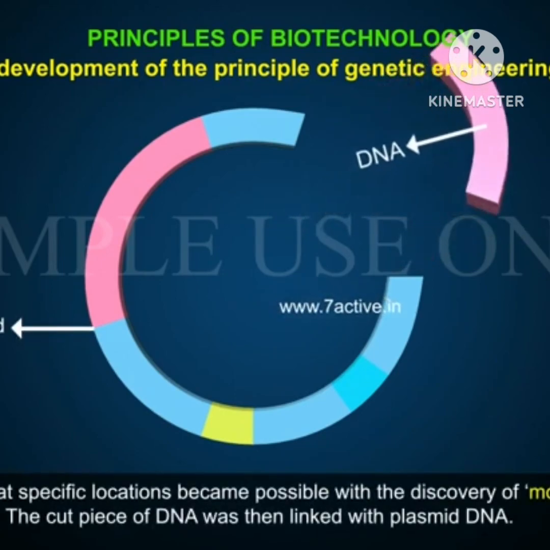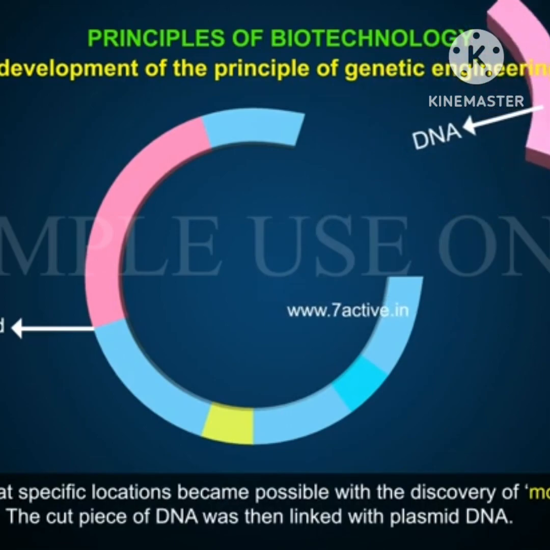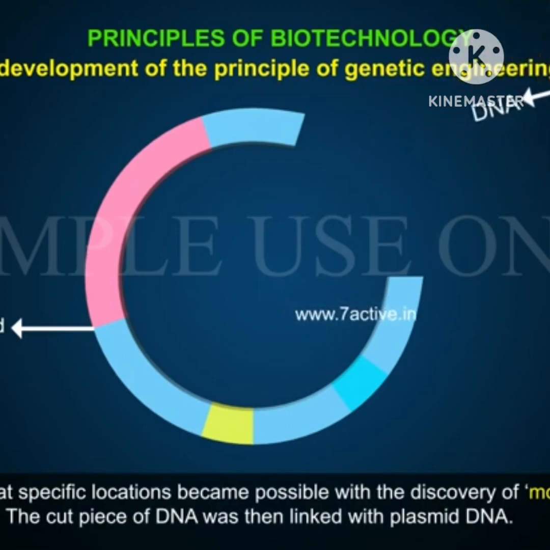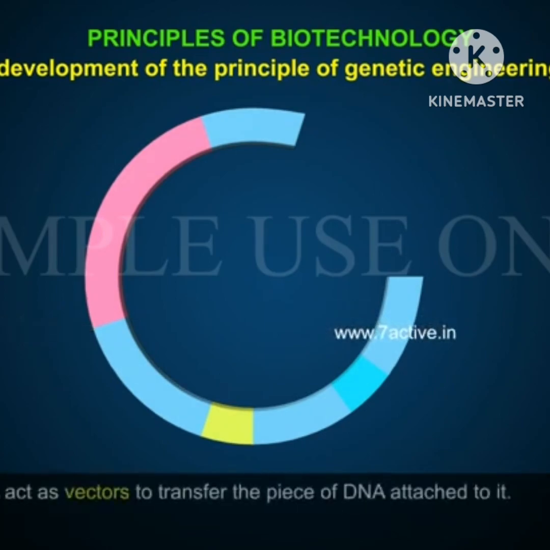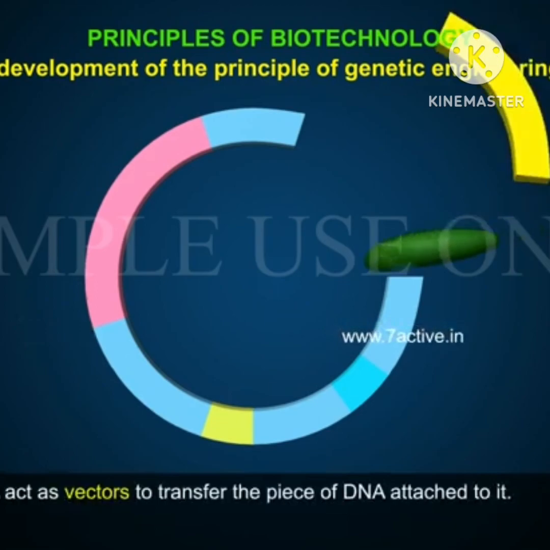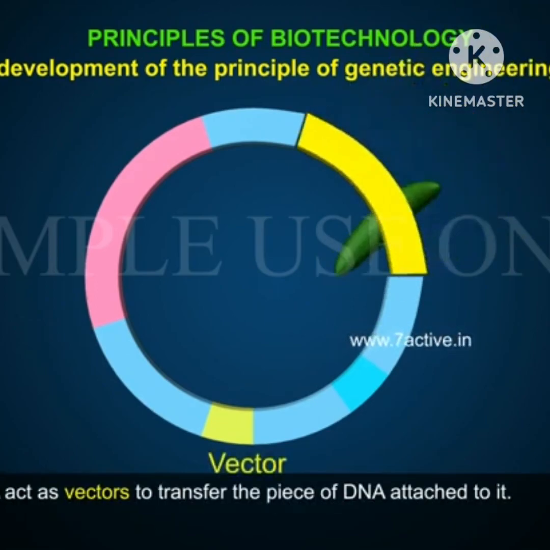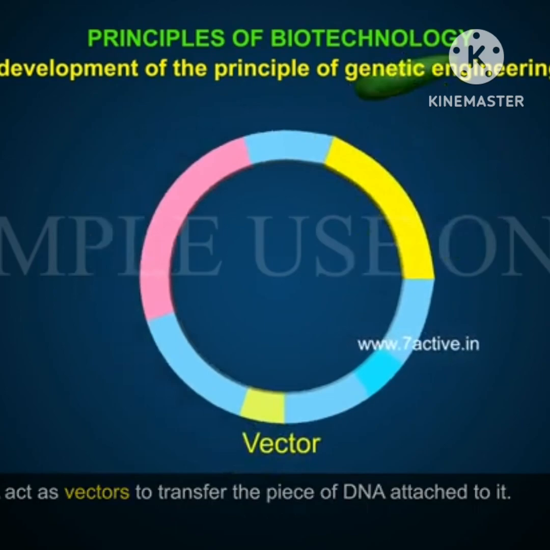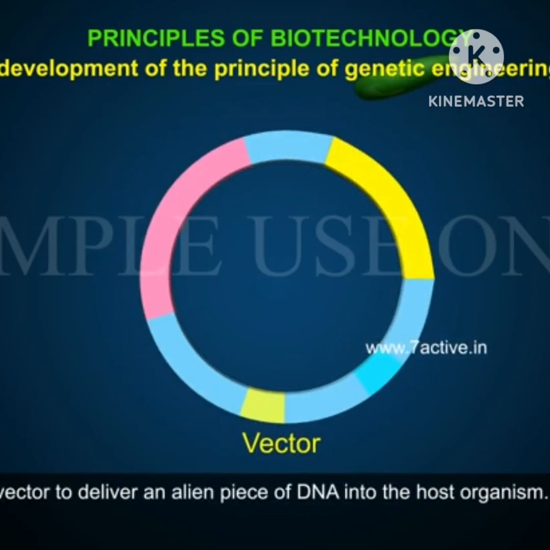The cutting of DNA at specific locations became possible with the discovery of molecular scissors, restriction enzymes. The cut piece of DNA was then linked with plasmid DNA. These plasmid DNA act as vectors to transfer the piece of DNA attached to it. Plasmid is used as a vector to deliver an alien piece of DNA into the host organism.